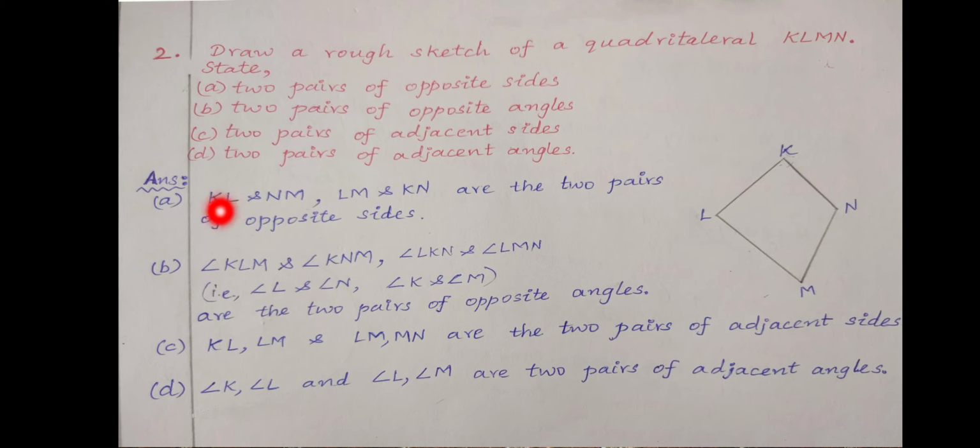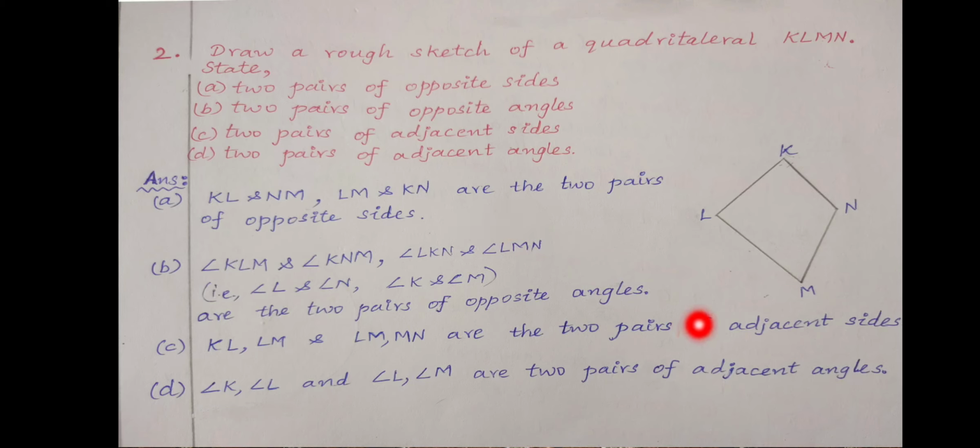Answer. Subdivision A. Two pairs of opposite sides. See, KL and MN or NM are a pair of opposite sides. A pair means a set of two. We need two pairs. KL and NM are two sides, but it is one pair of opposite sides. What about another pair? LM and KN. Now we have got two pairs of opposite sides.